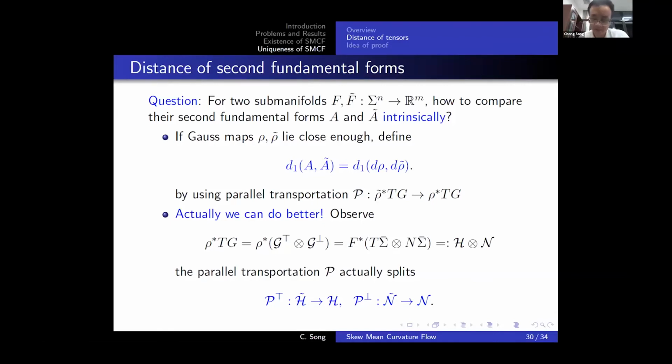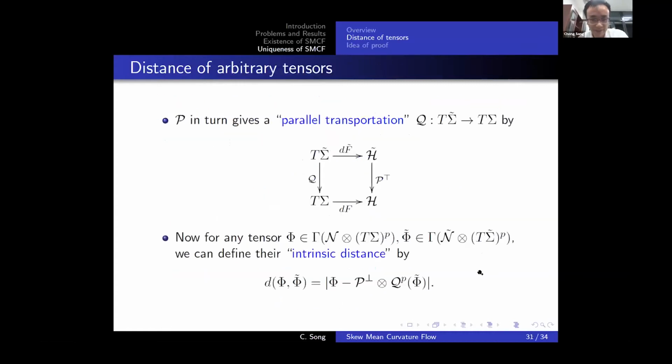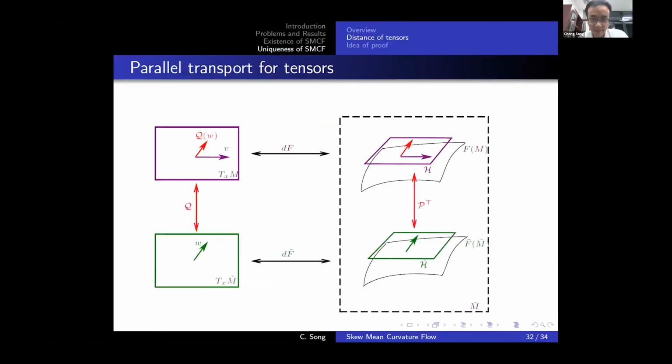Okay, as my time is out, I will omit this. Please go to the next page and next. Yeah, so I will use the immersion and the parallel transportation of the Gauss map to define not only the distance of second fundamental forms, but also of any type of tensors defined on two submanifolds. Okay, next.